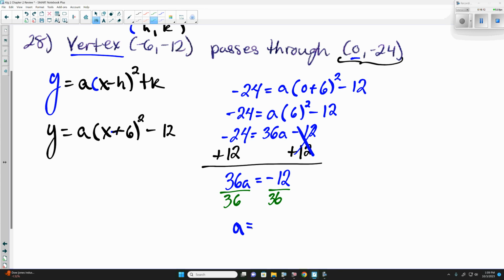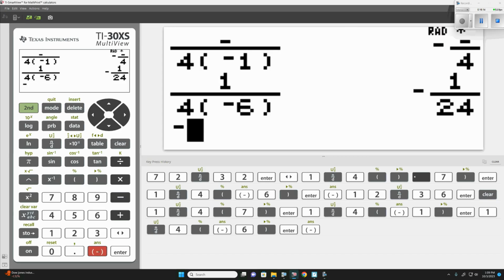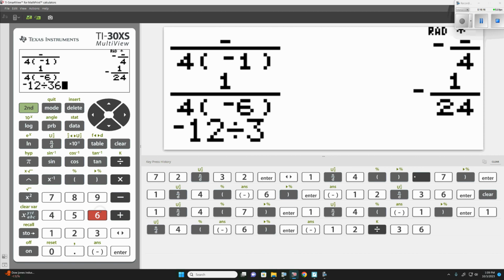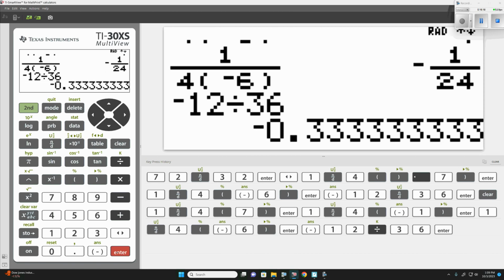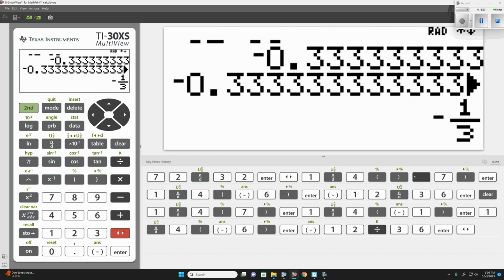A is equal to negative 12 divided by 36. I thought it was 36. So 12 divided by 36. Wait, what did I do wrong? 36 divided by 12.